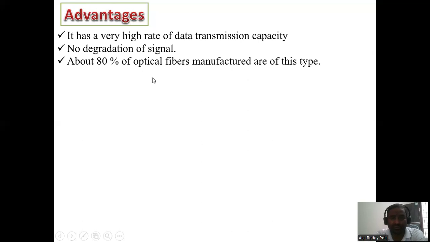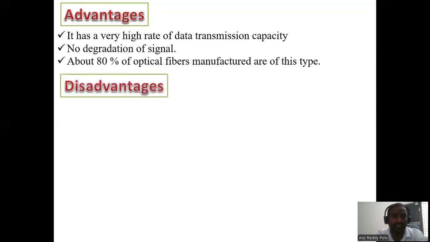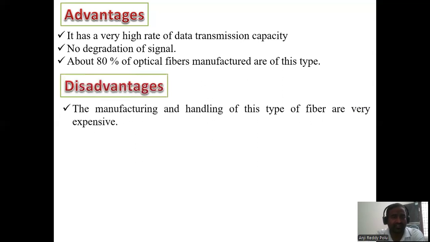About 80% of optical fibers manufactured are of this type. At present, out of all the optical fibers we are using, 80% are made with the step index single mode. Disadvantages: the first disadvantage is the manufacturing and handling of this type of fiber are very expensive. The reason is, we have to make a core with the diameter 5 to 10 micrometers. With that small diameter, making core is not easy. That's why it is expensive.